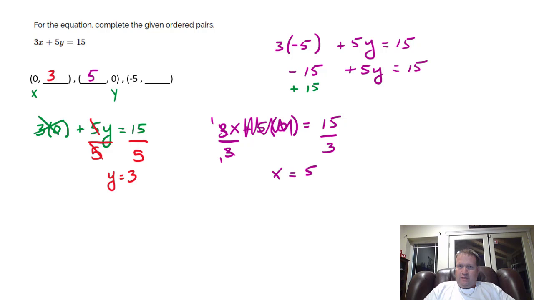We're going to isolate the y. We'll add 15 to both sides. And that's going to let me have, this turns into 0. And we end up with 5y equals 30. And when we divide by 5, we get y equals 6. So that finishes out the ordered pairs for this problem.